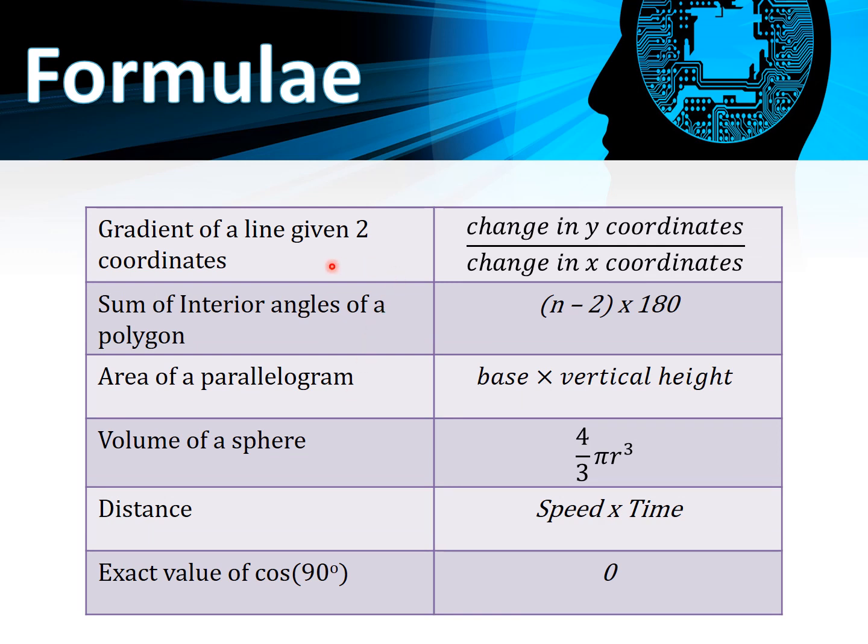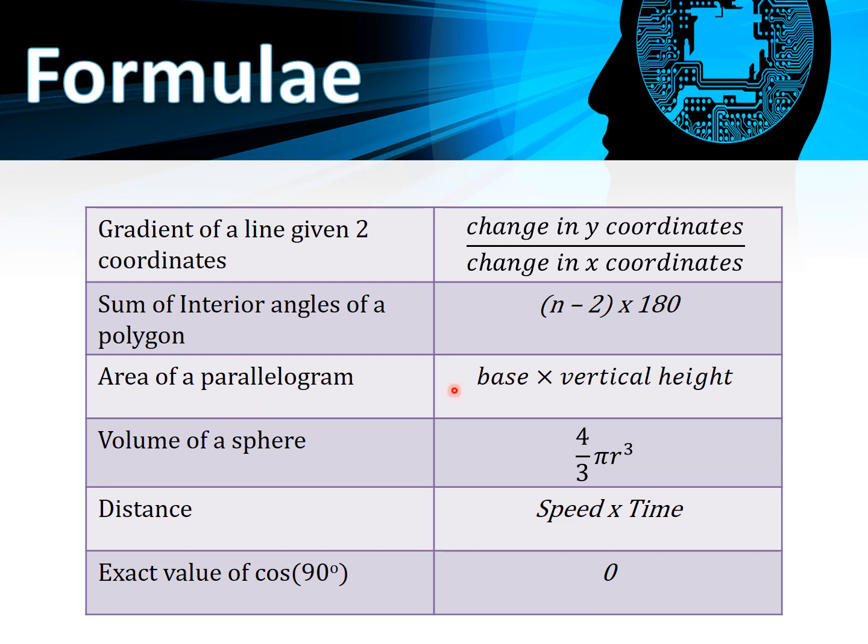Okay, and here are the answers. So gradient of a line given two coordinates, you've got change in the y coordinates divided by change in x. Alternatively, you can have rise over run, or you can have y2 minus y1 over x2 minus x1. The sum of the interior angles of a polygon, so n is the number of sides of your polygon, n minus 2 multiplied by 180, that's the sum of all of the interior angles.